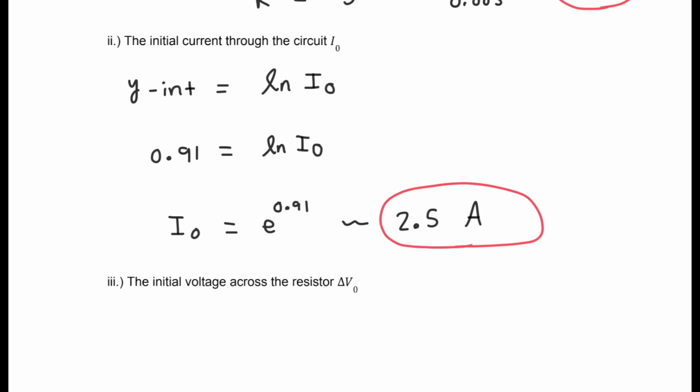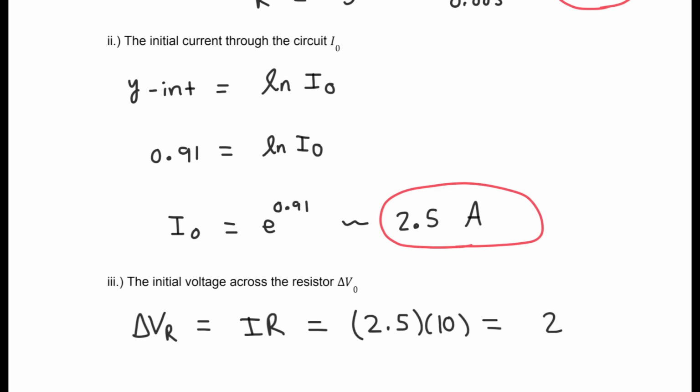And then we can calculate the initial voltage across the resistor because we know I and R now. We solved for R, we solved for I. So delta V, unsurprisingly, is IR. So we can just multiply our 2.5 amps of current by our 10 ohms of resistance and get 25 volts of potential difference across the resistor when the switch is first closed. All right, that's everything about the transient state.